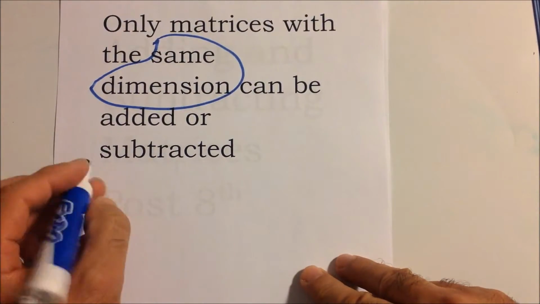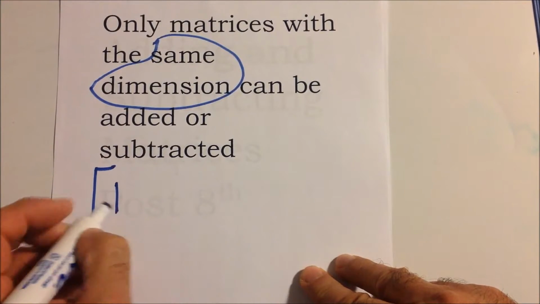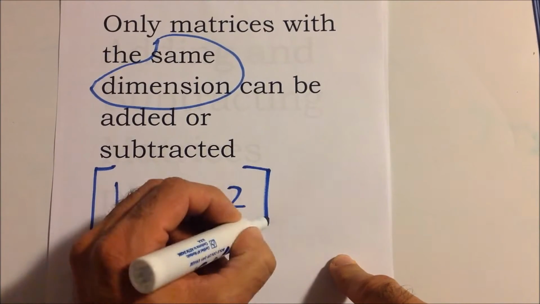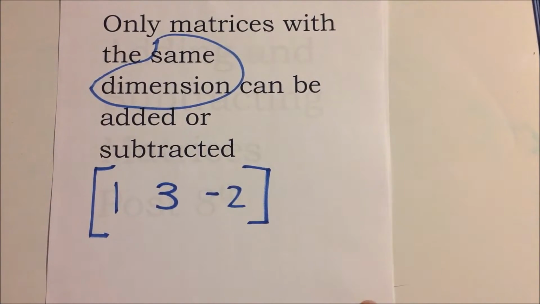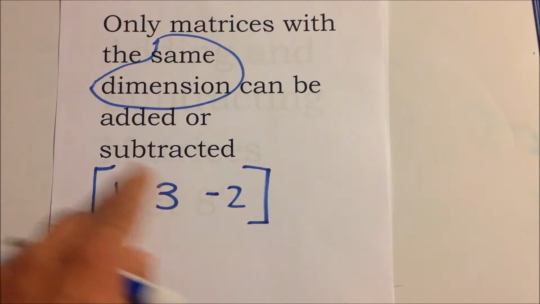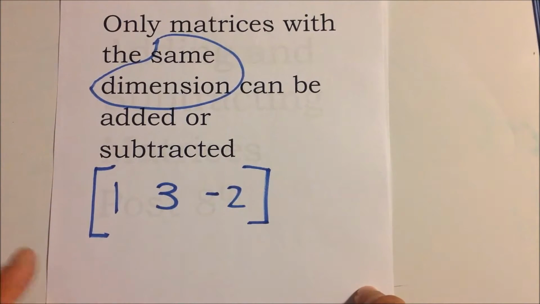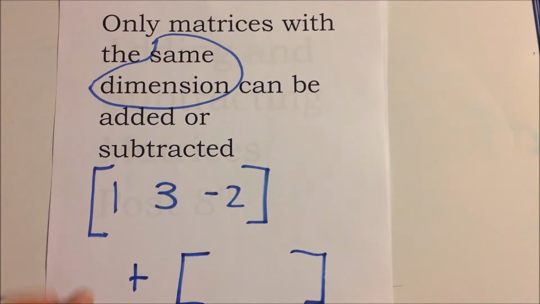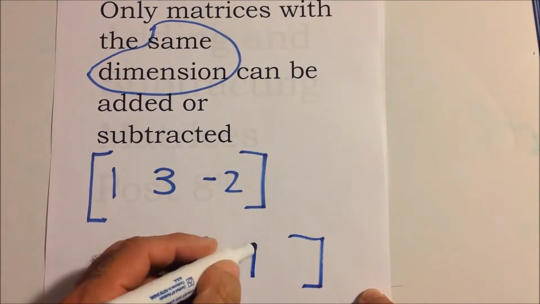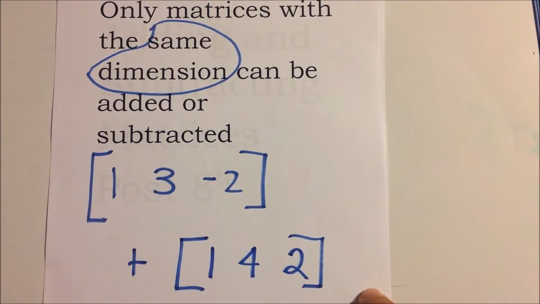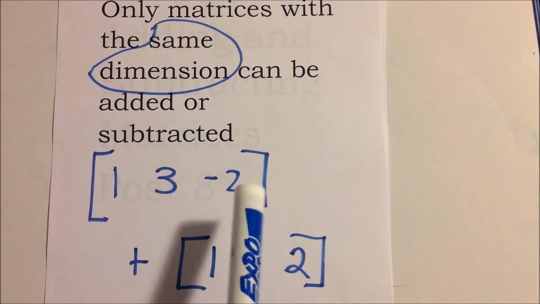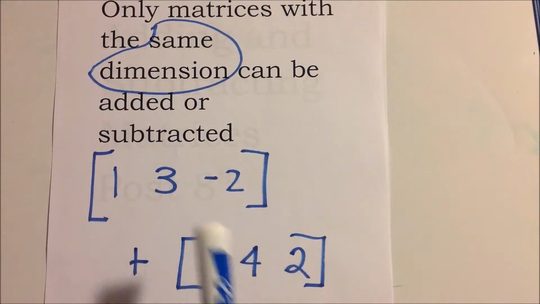So here's an example. If I had a 1 by 3, remember, rows come first, then columns. So let's say we had, here's a matrix. It's a 1 by 3 matrix. Again, it has 1 row and 3 columns. If I wanted to add this with another matrix, I would have to have another matrix with the same dimensions. Right? Something like this, for example. We can add these. But if they were different dimensions, we couldn't add or subtract them. Now, just to review, we have elements in the matrix, and every number in the matrix is an element.